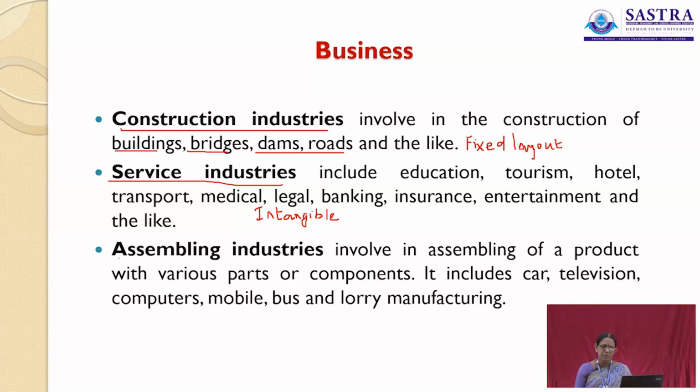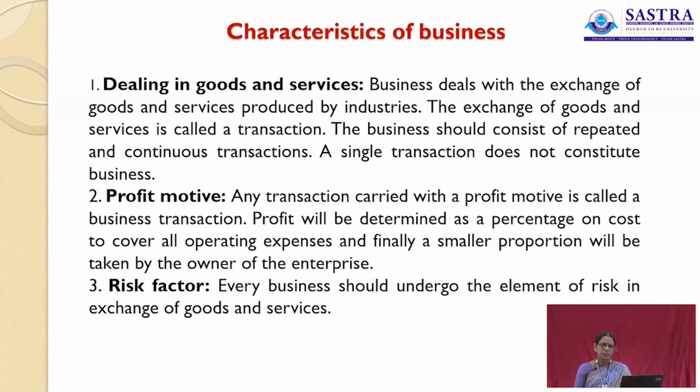Next come the assembling industries. Assembling industries are involved in assembling products from the various components or parts produced by other industries. It includes car, television, computer, mobile, bus and lorry manufacturing. So these are all the industries wherein we produce goods and services.